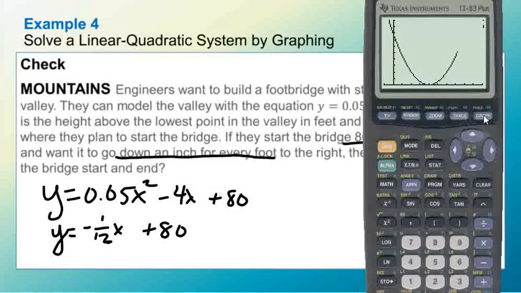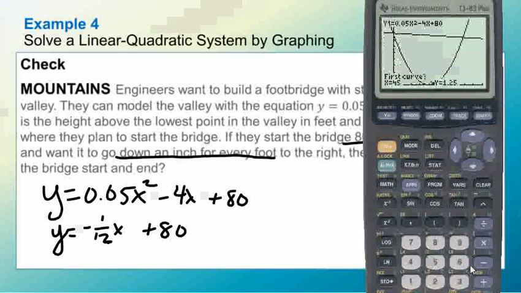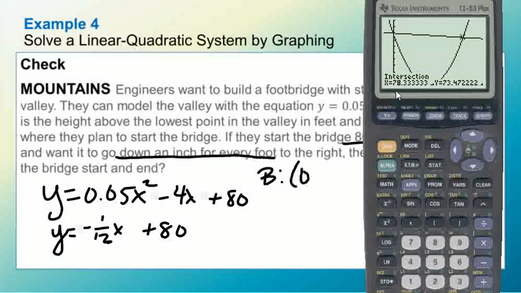Now let's graph it. Here's the valley. Here's the bridge. Here's the starting point, and here's the ending point. We know that this is 0, 80. We want to find out what this other point is. So hit second, trace, intersect, number 5. Hit enter 3 times, and it should tell us right here. We're going to round it to the nearest foot, so that would be 78 and 73. So the beginning would be 0, 80, and the end would be 78, 73.